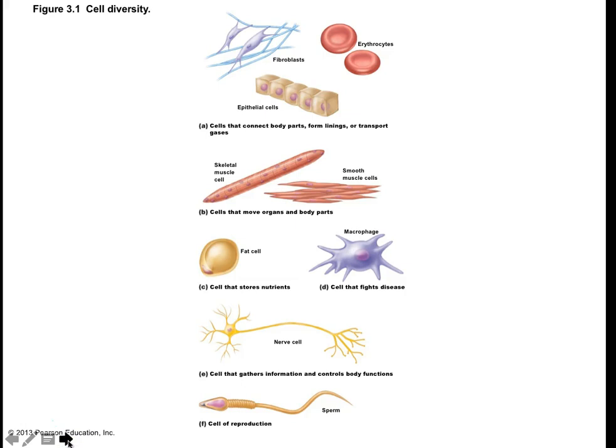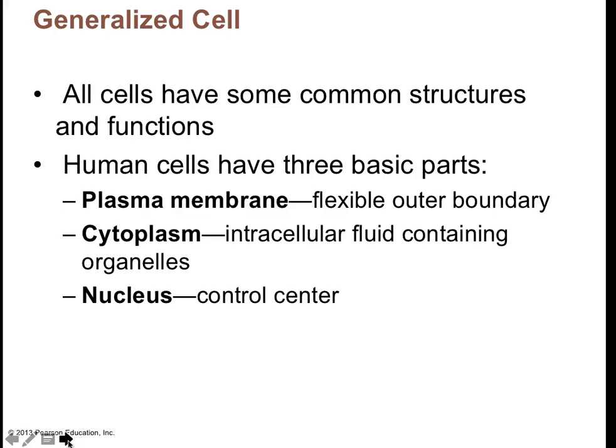And this is just showing the various types of cells that you can find in the body, from blood cells to fibroblasts to fat cells to nerve cells to sperm, and all of them are composed of cells. We're going to talk at length about a generalized animal cell in the human body. And all human cells have these three parts.